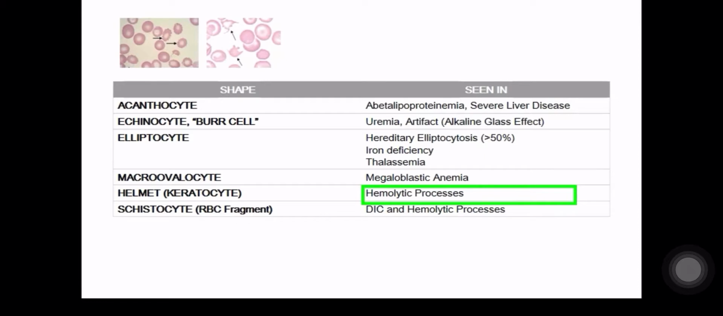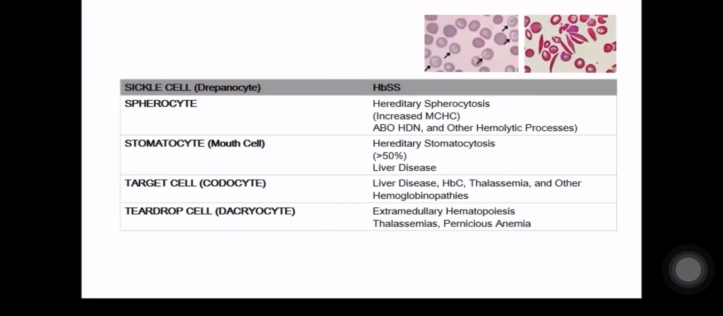We have the helmet cells or keratocytes, which can be seen in hemolytic processes, and schistocytes or RBC fragmentation. Usually, RBC fragmentation can be a result of infection, trauma, or toxins. Schistocytes can be found in hemolytic processes as well as in disseminated intravascular coagulation. We also have spherocytes, which can be seen in hereditary spherocytosis, ABO-HDN, and other hemolytic processes. Stomatocytes or mouth cells, when more than 50% are seen in peripheral blood, are usually indicative of hereditary stomatocytosis, and can be seen also in liver disease.